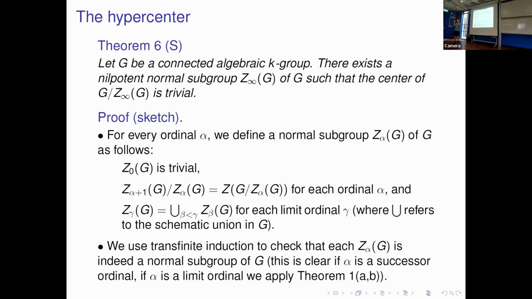We have Z0, Z1, Z2, and we continue through all the ordinals. Now, the nice thing to note is that it's going to terminate. Why? Because G has a cardinality, and you can think of this as living on the line of ordinals. So it's going to stop before it hits that cardinality, because the cardinality of the series is bounded above by that of G. So this is going to terminate at some point.